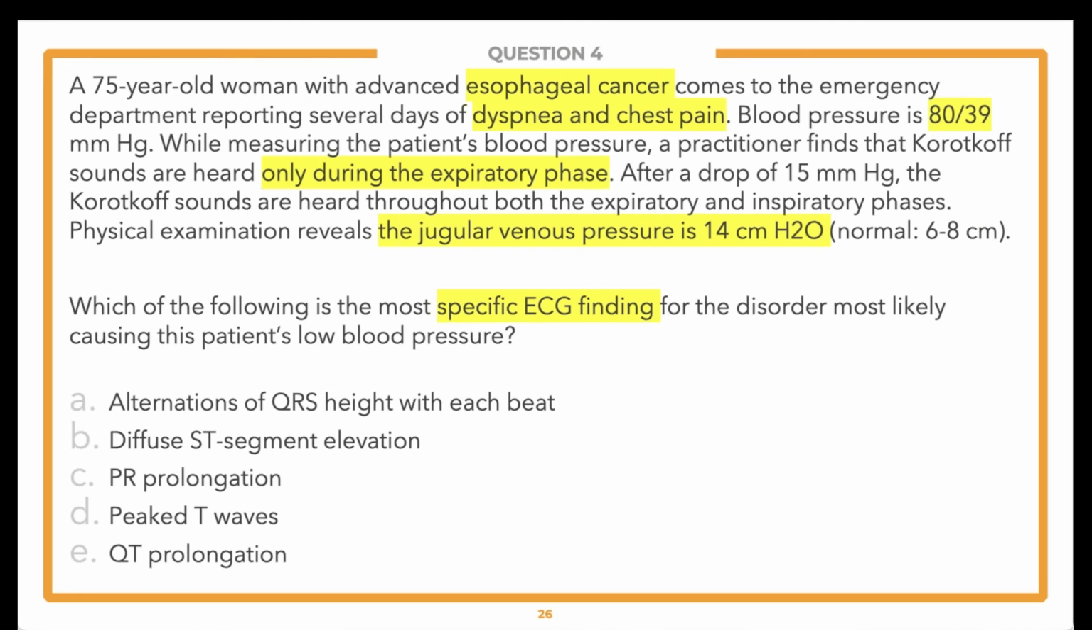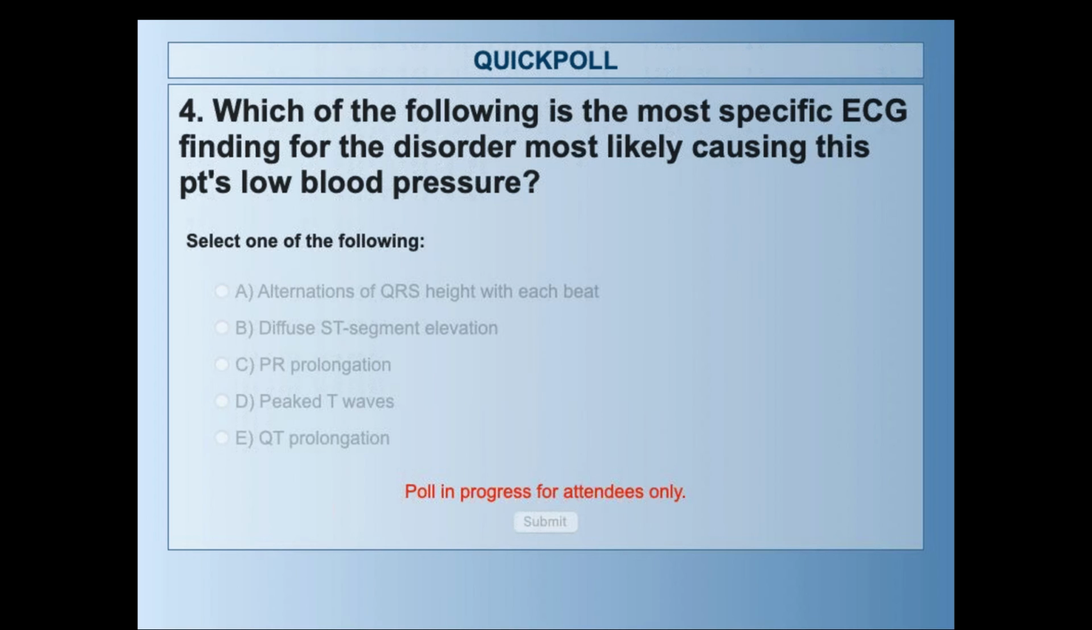Okay, so we're going to launch the poll. Again, this is the final question of the night. So let us know which of these is the most specific ECG finding for the disorder most likely causing the low blood pressure in this patient. And we're going to go ahead and close the poll.